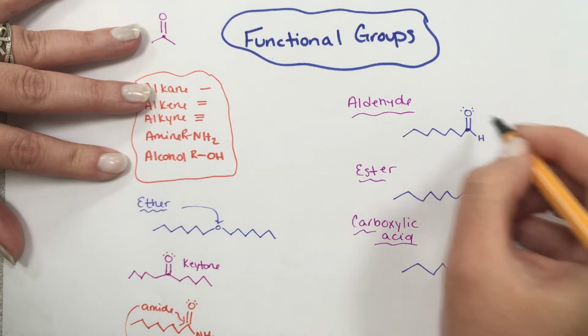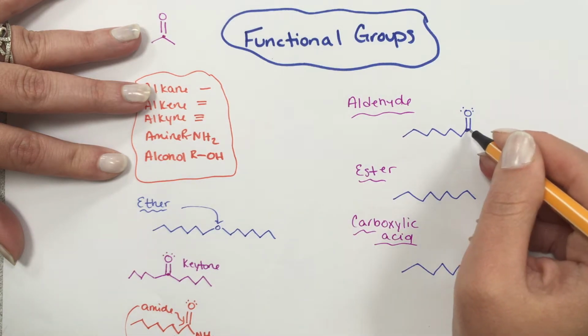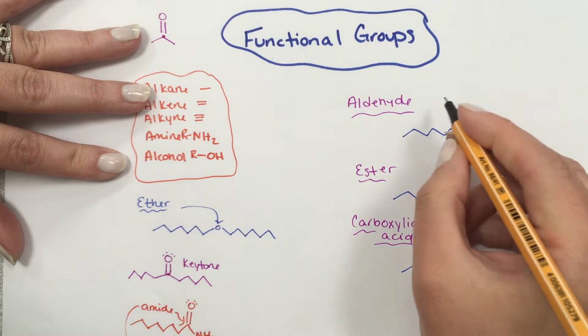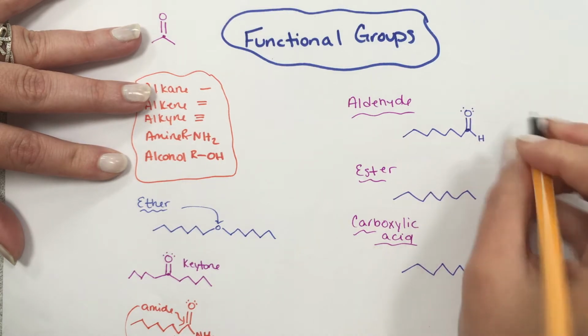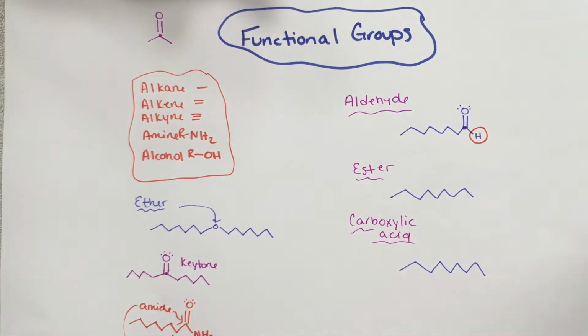So the aldehyde has to go at the end of a molecule because the other thing connected to that carbon is a hydrogen. So that's one thing. So look for that hydrogen. I guess I would circle it. This right here is the distinguishing factor of an aldehyde.